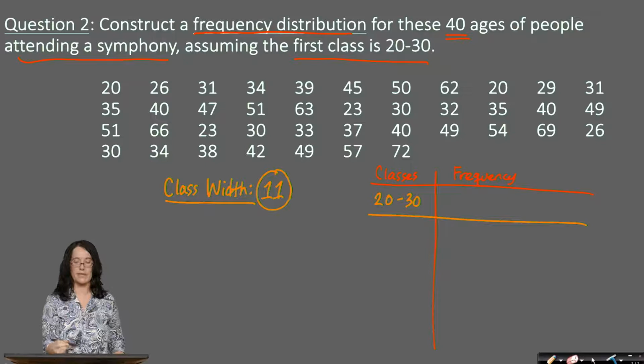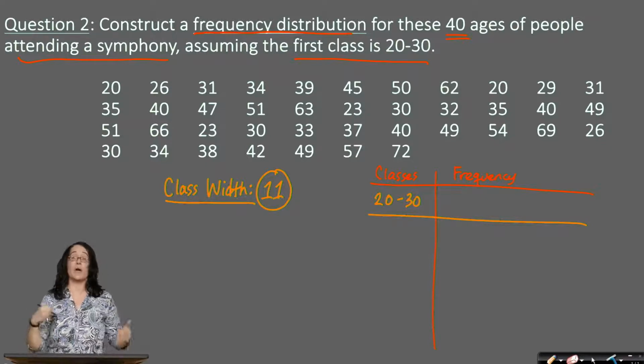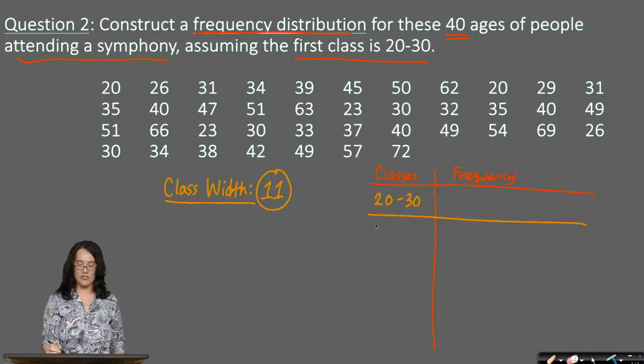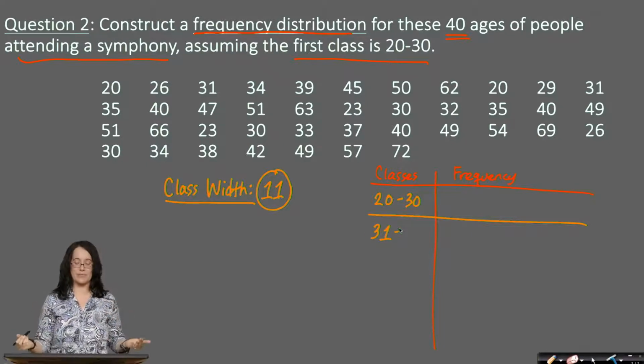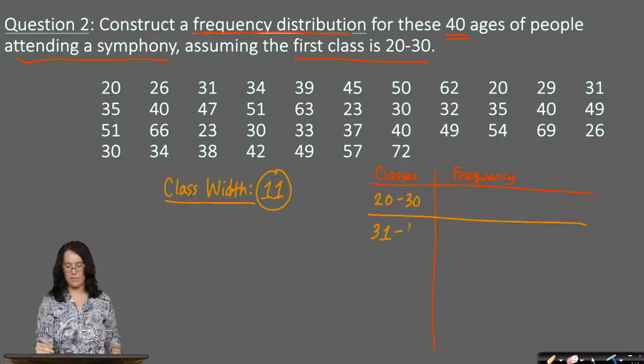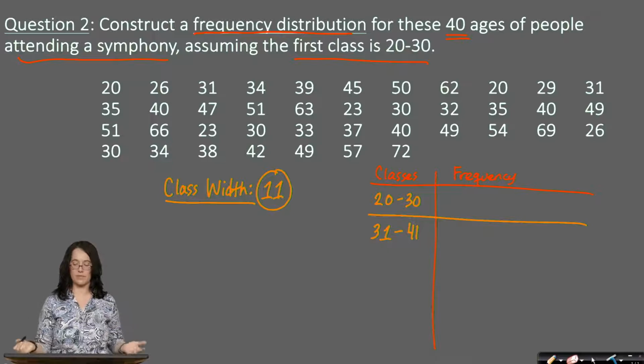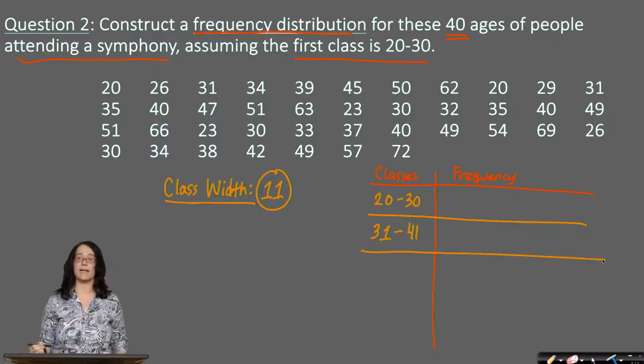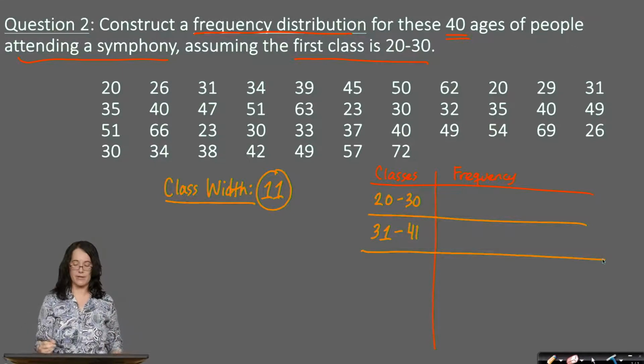Once you determine that that's your class width, you can figure out what the next class should be. It would have to start at the next number, which is 31, and contain 11 more. Notice here, 31 minus 20 is 11. So again, we should have something minus 30 that gives me 11, and that would be 41. 41 minus 30 gives me 11, right? So this is my next class. And I would continue doing this. My next class would start at 42, and it would go until, that's right, 52.